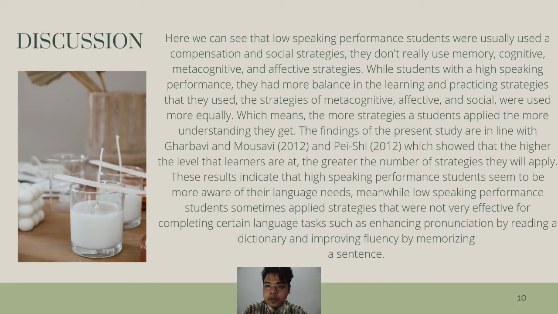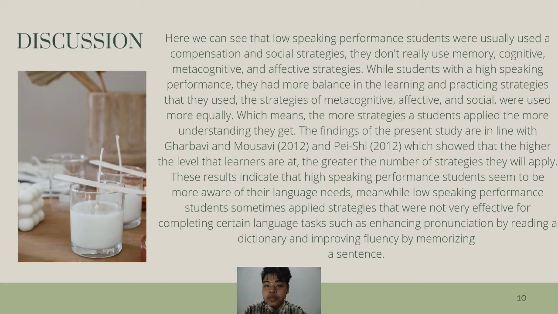The strategies of metacognitive, affective, and social were used more equally, which means the more strategies a student applied, the more understanding they get. The findings of the present study are in line with Garbafi and Mosafi and Peishi, which showed that the higher the level that learners are at, the greater the number of strategies they will apply. This result indicates that high speaking performance students seem to be more aware of their language needs.